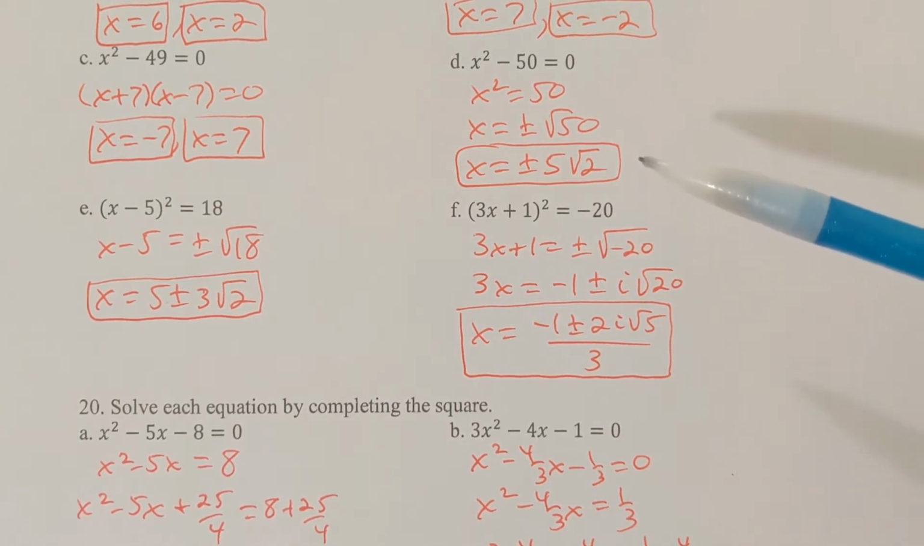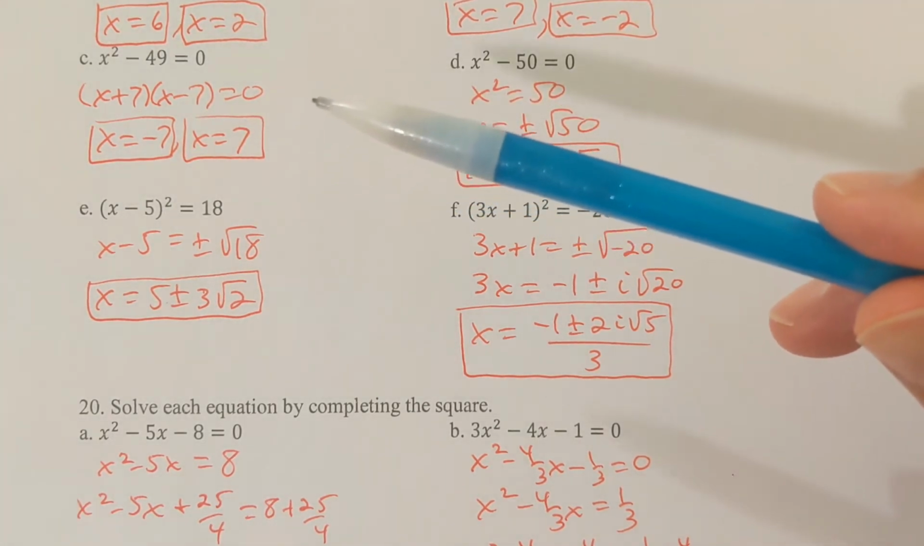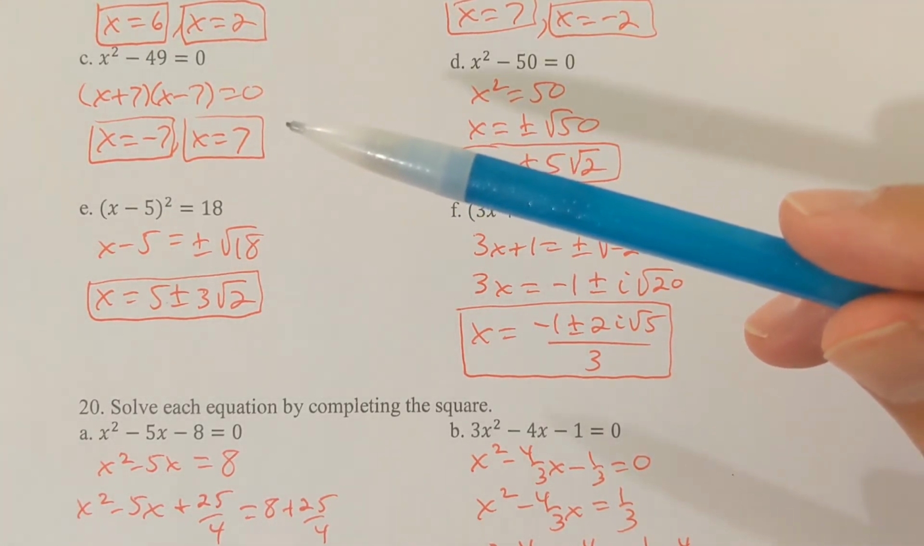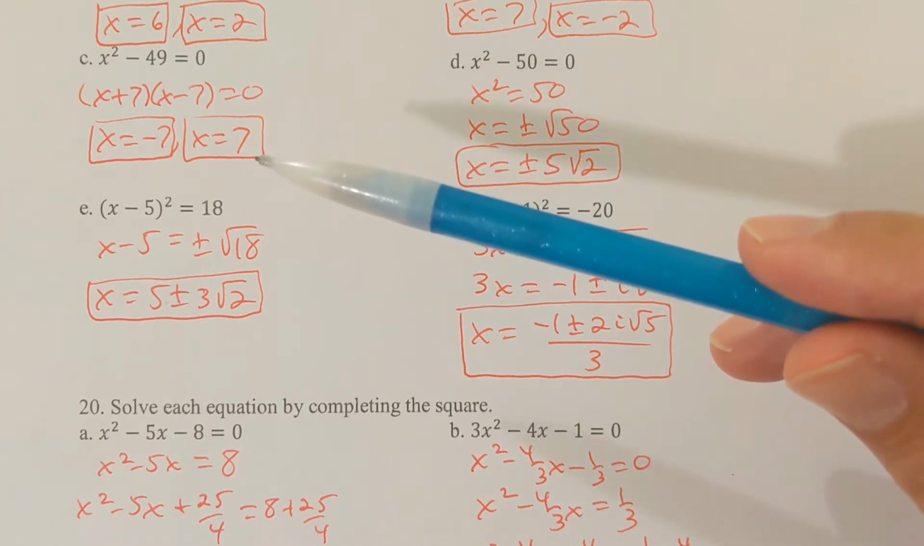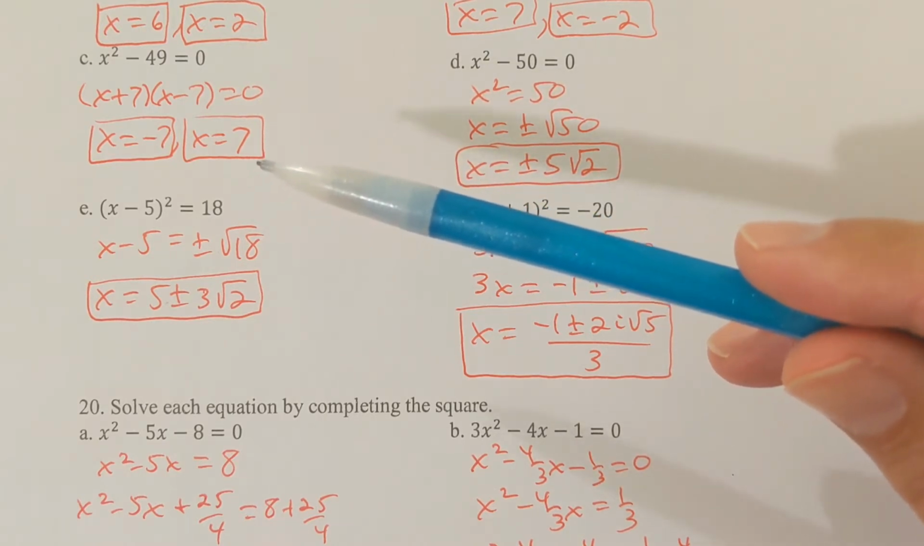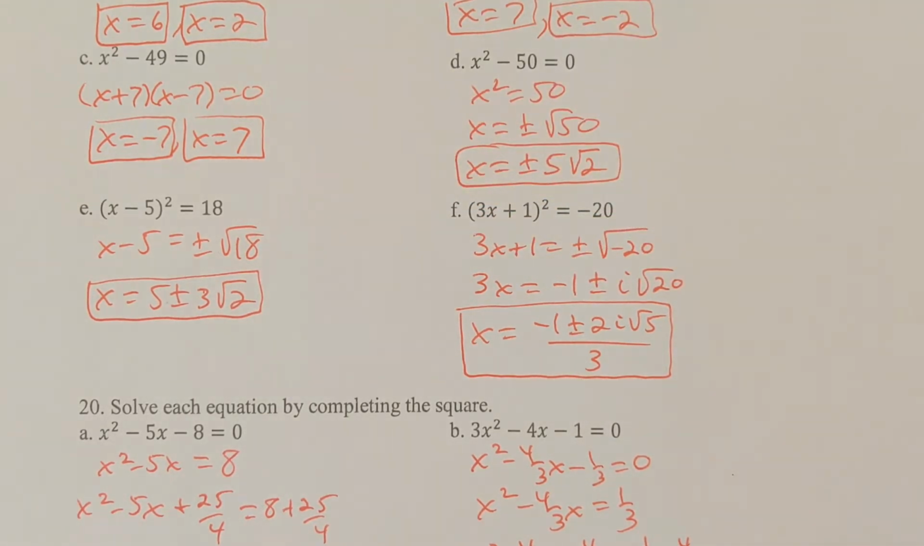Part C, 9x squared minus 49 equals 0. That factors as the difference of two squares. We got 3x plus 7 times 3x minus 7 equals 0. x is equal to negative 7 thirds and x is equal to 7 thirds are the two answers. Okay, so that problem it works fine for.